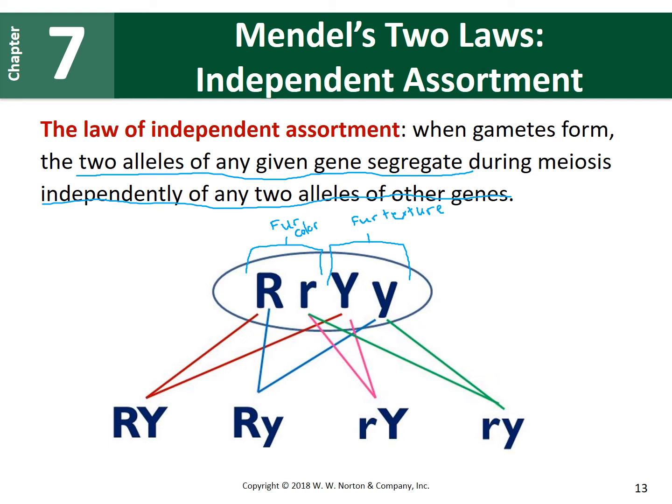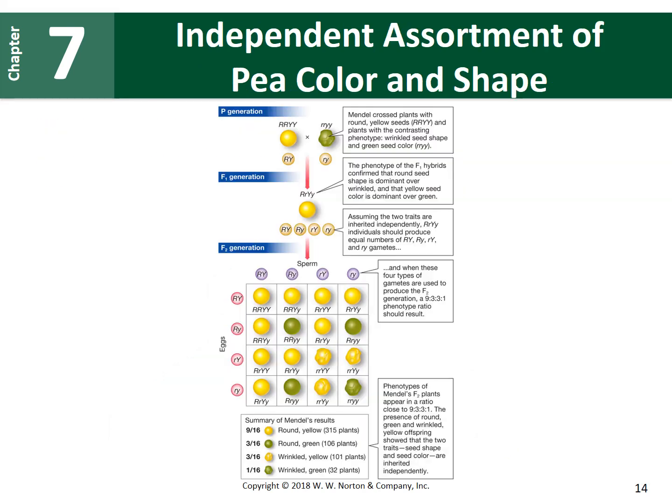So it just shows that those two dominant alleles, the big R and the big Y, are not linked with each other. They'll separate independently. The little r and the little y are also not linked, so they'll separate independently from each other as well. So what happens during this independent assortment is that we can get four possible combinations of gametes.